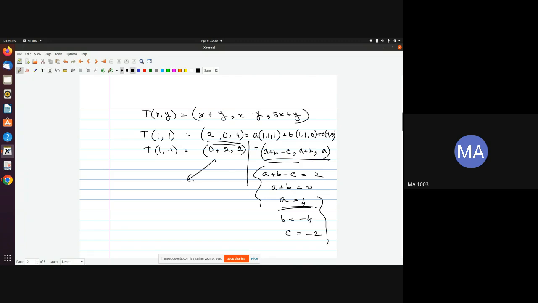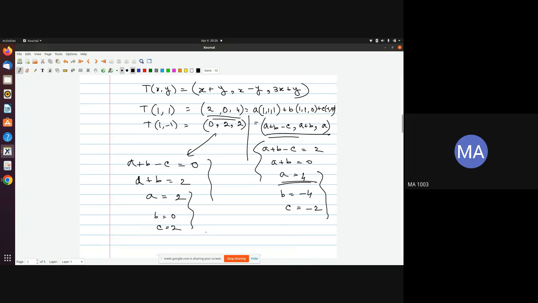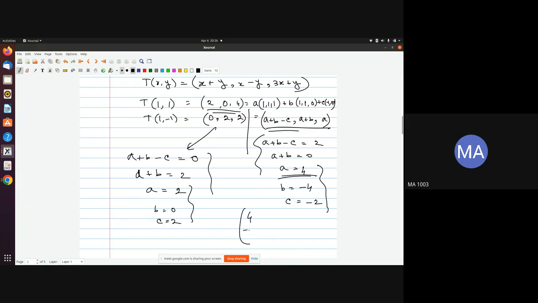Now for this one, the combination will be the same, and the equations will only be replaced by this vector on the right side. A plus B is 2 and A is 2. So A equal to 2, B equal to 0, and then C equal to 2. So if I write this, my matrix will be (4, -2, 2; 0, 2, ...). Now we have to calculate whatever is given.